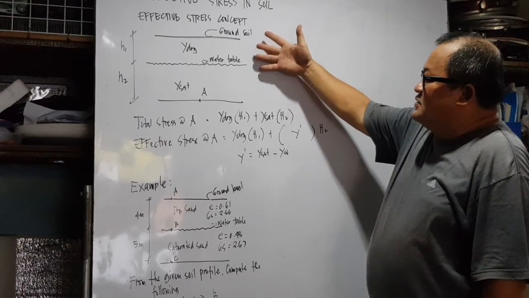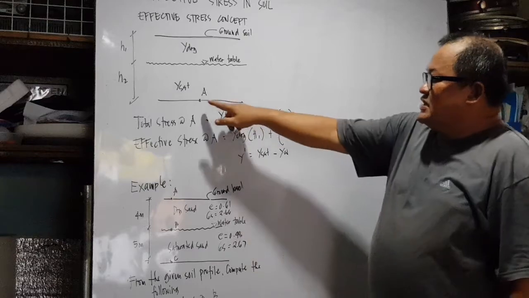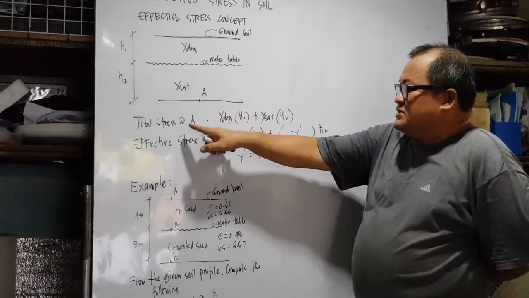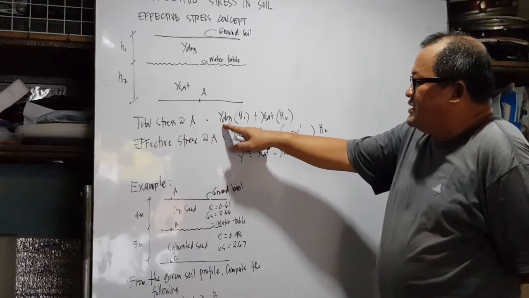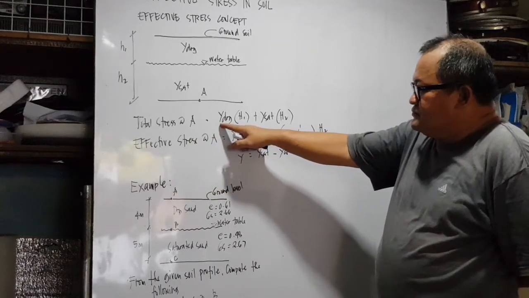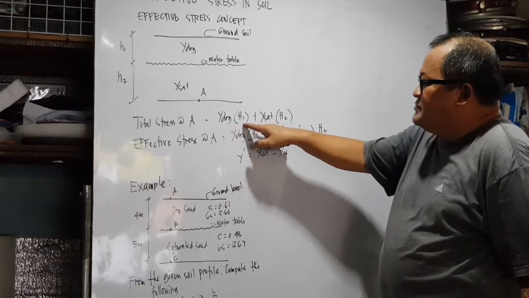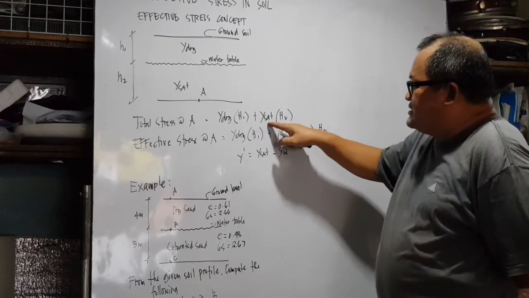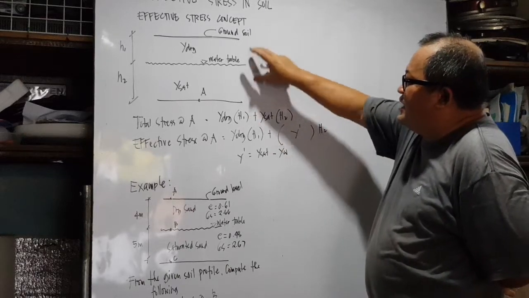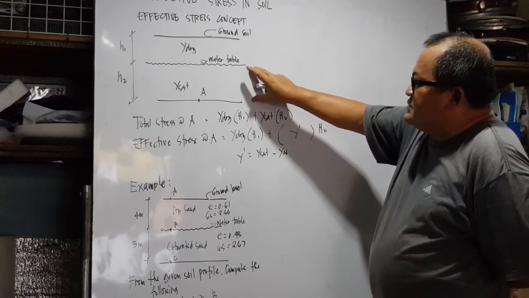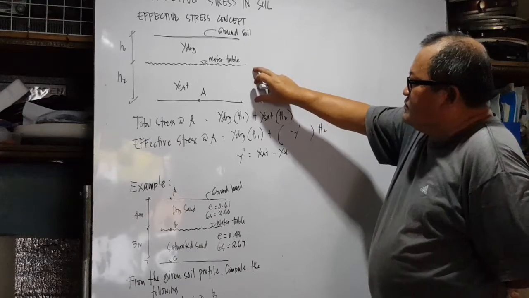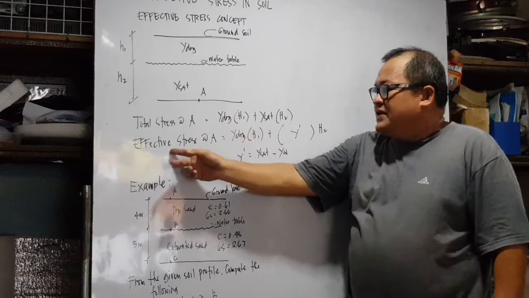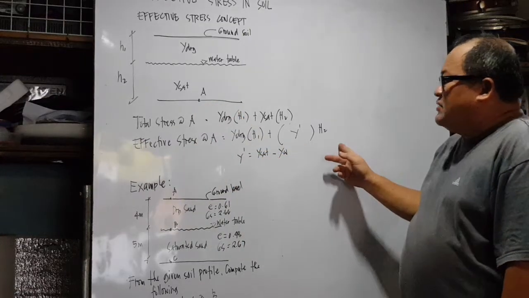there are different ways to solve for stress at A. Kung paano mo mabal-an ang stress at A. So if we solve the total stress at A, that will be Y dry, or dry unit weight, times H1 plus Y sat times H2. Meaning, i-add na lang ang stresses sa top kag sa bottom para madabot mo ang total stress at A.